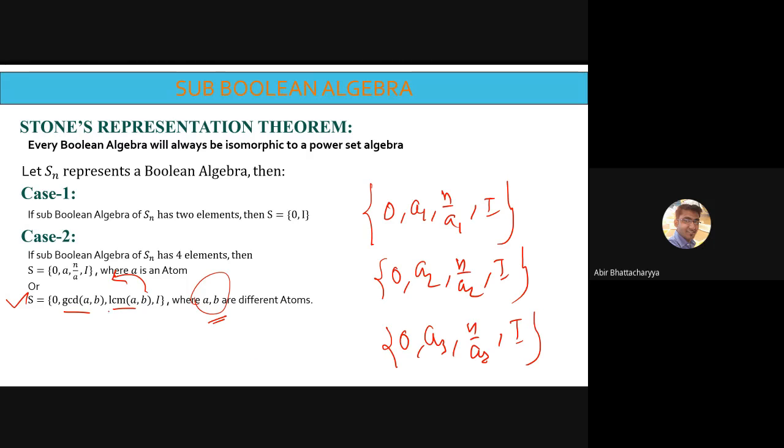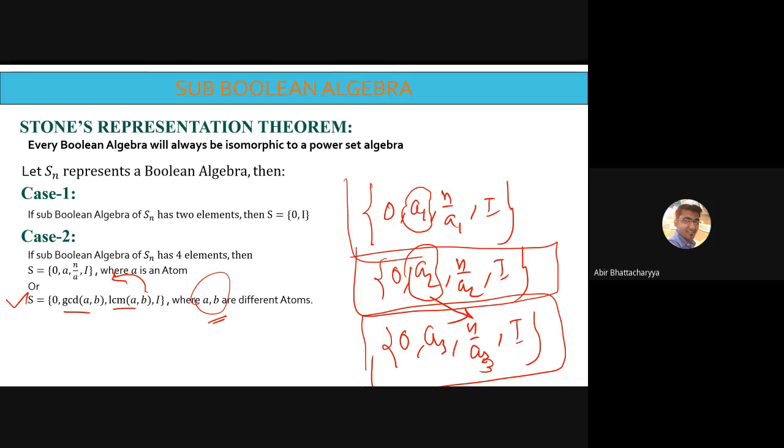Now whenever I calculate GCD of AB, it is possible that it will be the same as either n by a2, a3, or whatever. That means I will get only this type of set after calculating GCD of AB and LCM of AB many times. Whenever I get a repeated set, we will not consider it. We will ignore any repeated sets and only count the non-repeated sets.